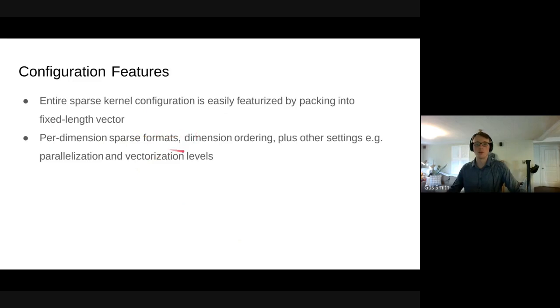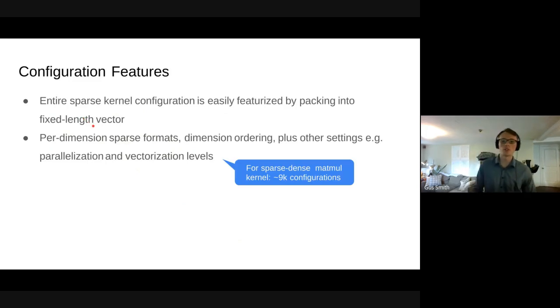And these are some examples of the fields in the configuration. So featurizing the configuration is fairly straightforward. For sparse dense matmul, which is the kernel we're focusing on today, there are around 9,000 unique configurations. That's our space of configurations to draw from.